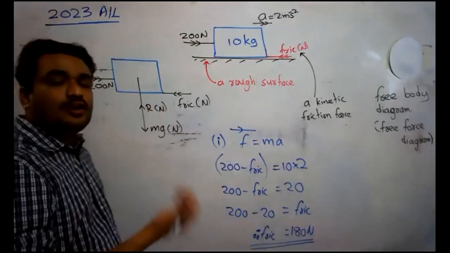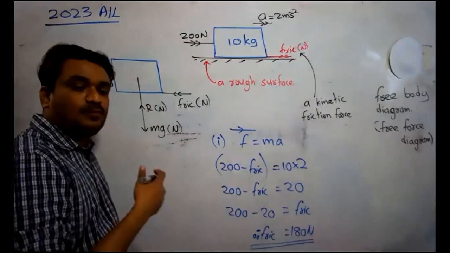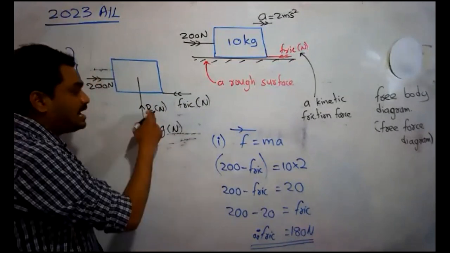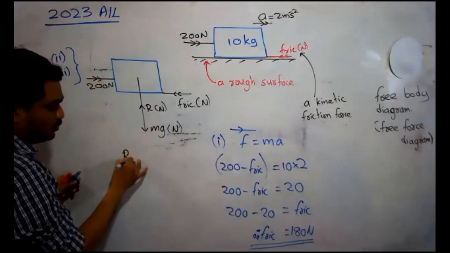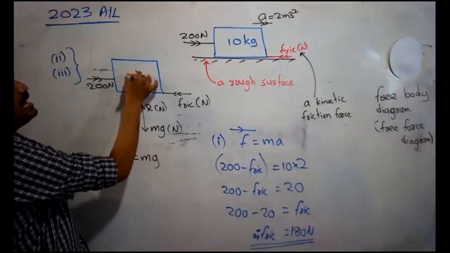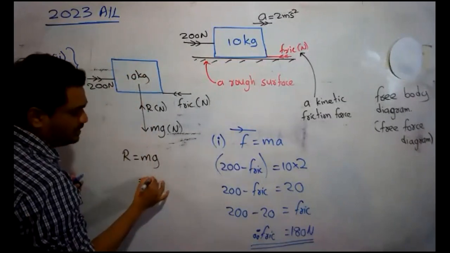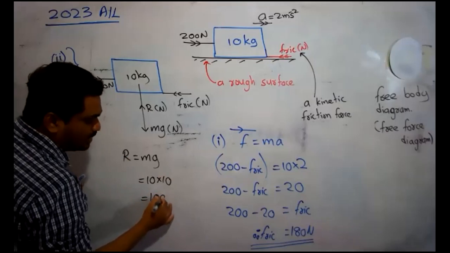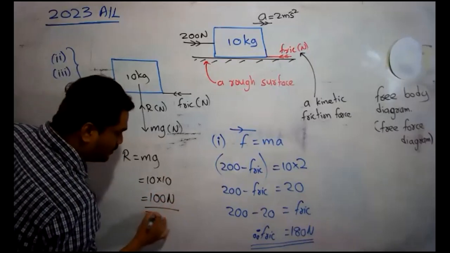Right? Object is not moving up, object is not moving down, because upward force and downward force are equal. It means R is equal to mg. So R equals mg. M is given as 10 kilograms. So M is 10, g is 10. Therefore, normal reaction force is 100 Newton.